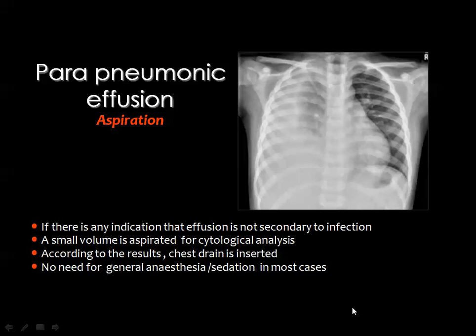Then sometimes, with the development of the pleural effusion, there may be a need to drain just this effusion, especially if it is infected. If there is any indication that the effusion is not secondary to infection, a small volume is aspirated for cytological analysis, and according to the results of cytology, we may insert the chest tube.